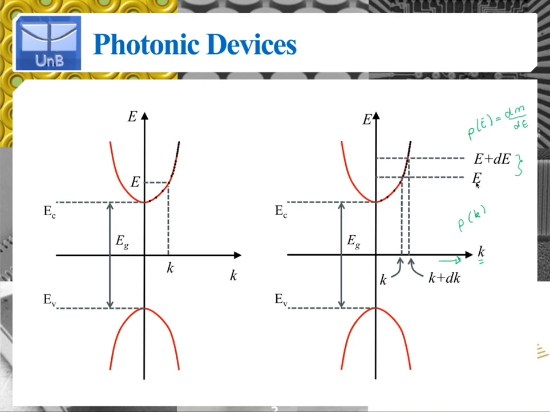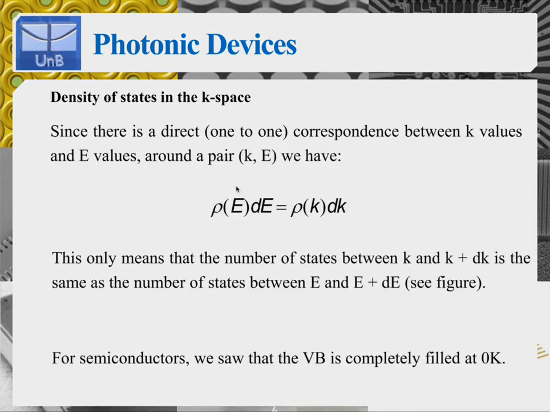Of course, if this E corresponds to this k, then the number of states between k and k plus dk are all of these states right here, which are the same states with energies between E and E plus dE. That's why we can say that this equality holds. So this only means that the number of states between k and k plus dk is the same number of states with energies between E and E plus dE.